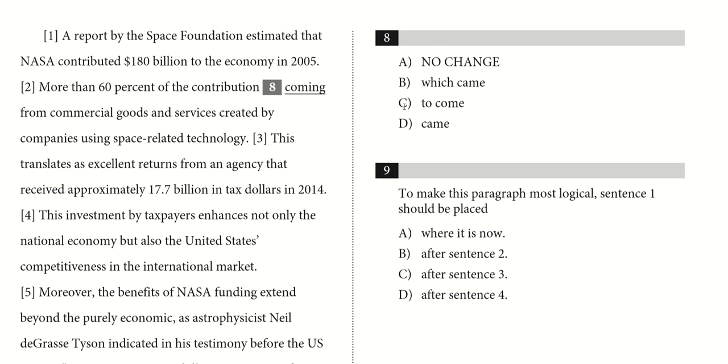What about C? To come. So more than 60% of the contribution to come from commercial goods and services created by blah, blah. Again, same exact issue. Which contribution? The contribution to come from commercial goods and services created by companies using space-related technology, and then there's no verb. So all three of these answer choices make it such that the second part of the sentence becomes a qualification of the subject, which is not what we're going for.